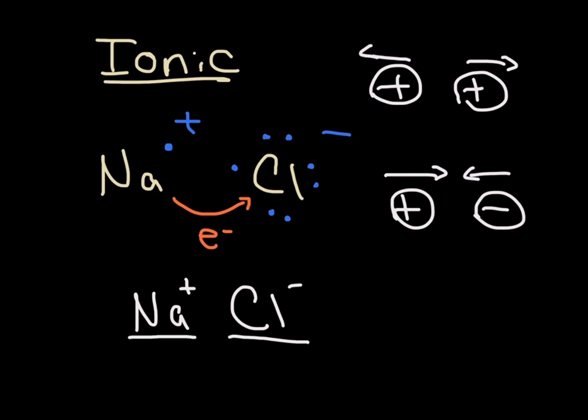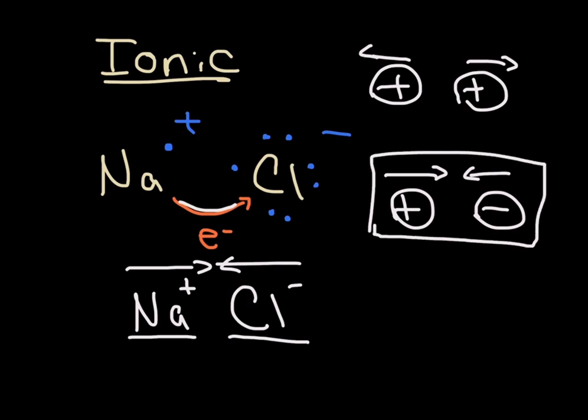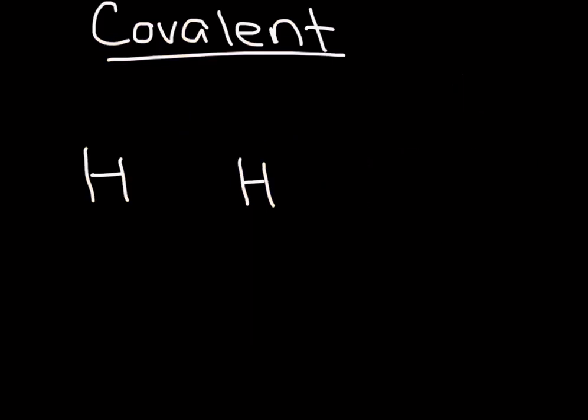So keep this in mind. Within ionic bonds, you have a transfer of electrons, and the bonds that hold them together are a result of the forces between the opposite charges. Now let's move on to covalent bonding. Let's look at hydrogen, for example.